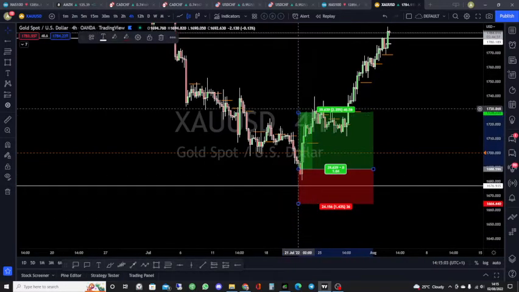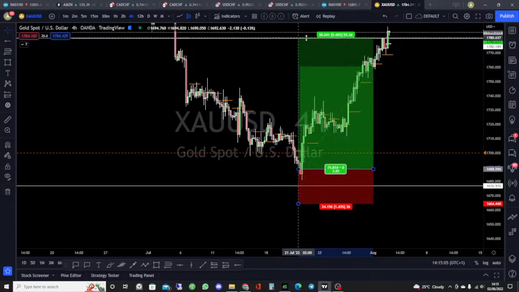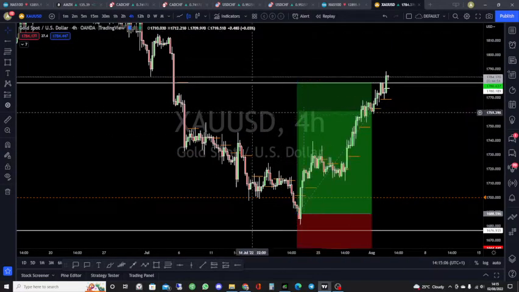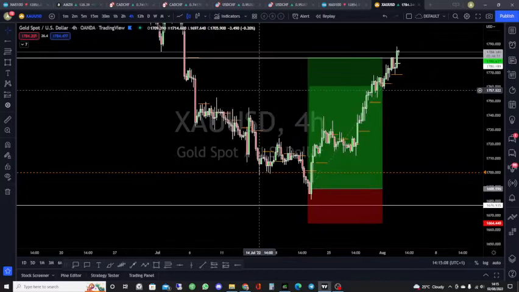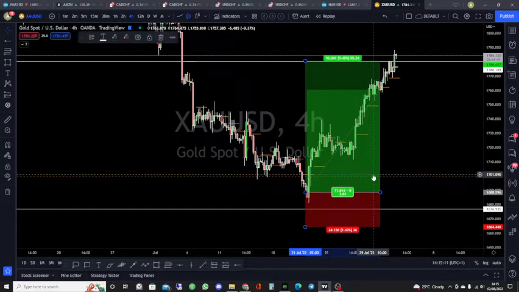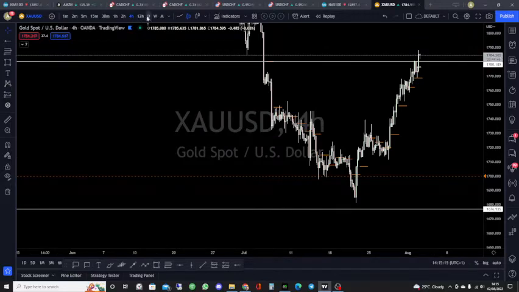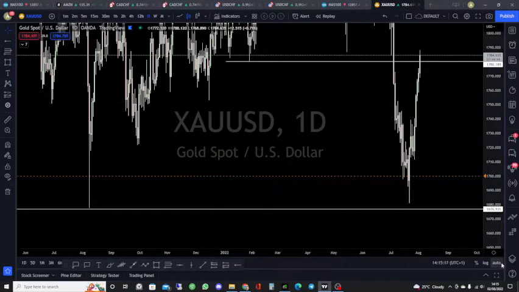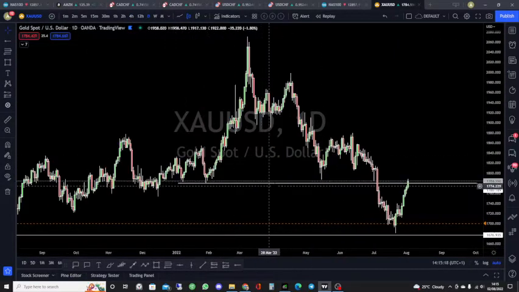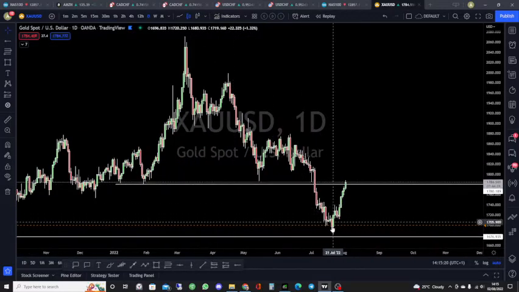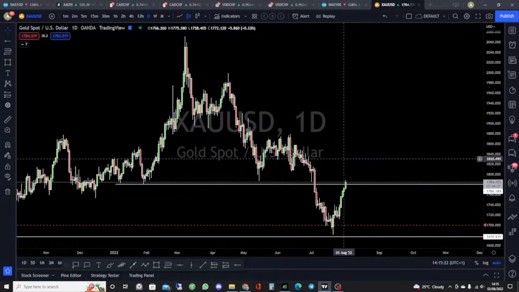ICT calls it a turtle soup. So you can just place it there, and look at this. It didn't even take that long to come back here. This was my target. Once the price took that there, this was always going to be my target. And if you go back on the daily, look how beautiful this is, and look how long it did take to come back up here again. This would have been a massive trade.